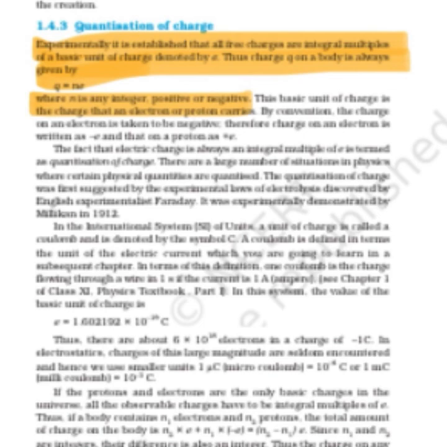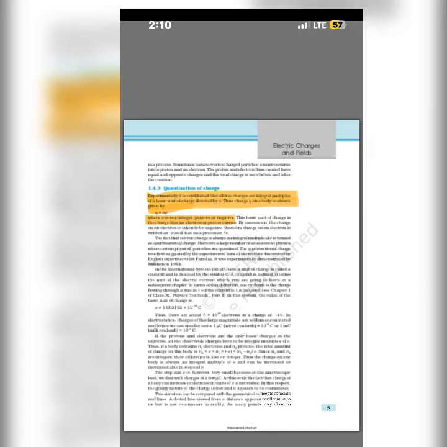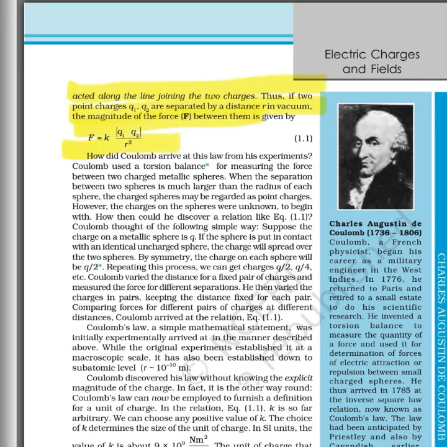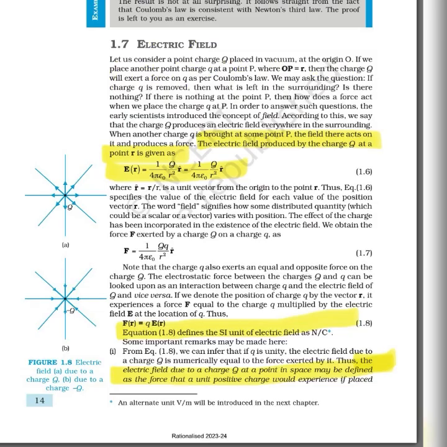Next our topic is quantization. I have given you some definitions here, underlined quantization. It's the most important topic. Next is Coulomb's law. I have underlined Coulomb's law here, so this is also very important. And next I will show you the formula. This formula is very important, so along with definitions, you have to write the formula also.